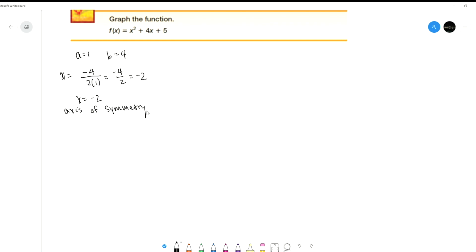Okay, next we have to find the vertex. So to find a vertex, you take x is negative 2 and substitute into the function. Right, so you get negative 2 squared plus 4 times negative 2 plus 5. So that's positive 4 minus 8 plus 5 is equal to 1. So the vertex comes out to negative 2, 1. Did everyone get that?